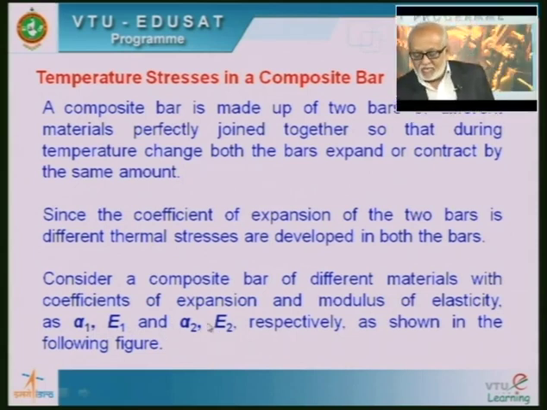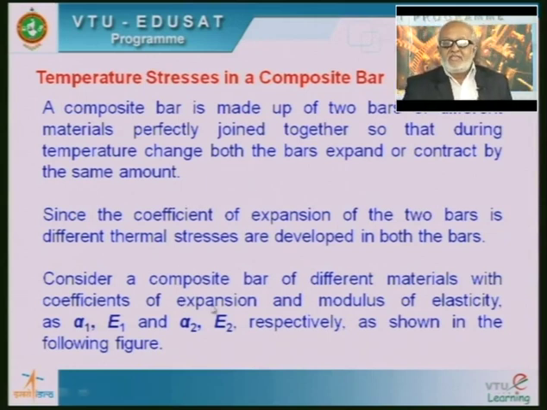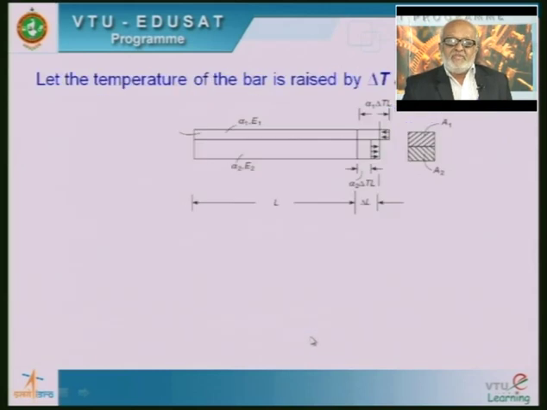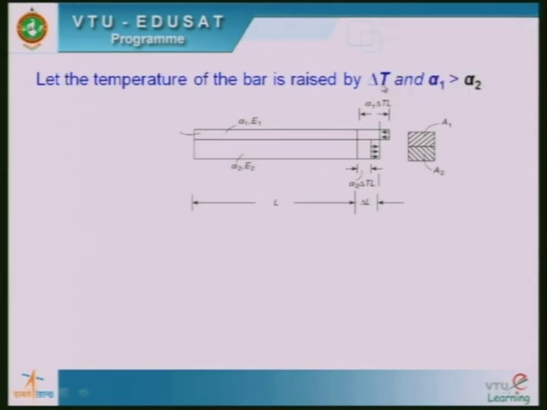We are having two bars of different material. So the coefficient of linear expansion and the modulus of elasticity we will call alpha 1, E1 for bar 1 and alpha 2, E2 for bar 2. Now let the temperature of the bar be raised by delta T, and we will assume that alpha 1 is greater than alpha 2. If alpha 1 is greater than alpha 2, the first bar would like to elongate more: the free expansion of bar 1 will be more, free expansion of bar 2 will be less, but both the bars should undergo the same expansion.